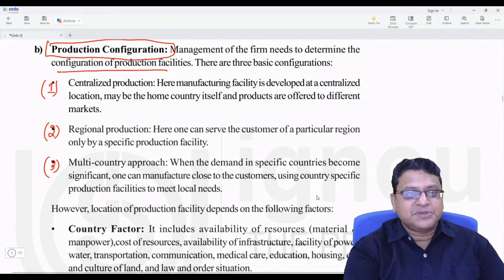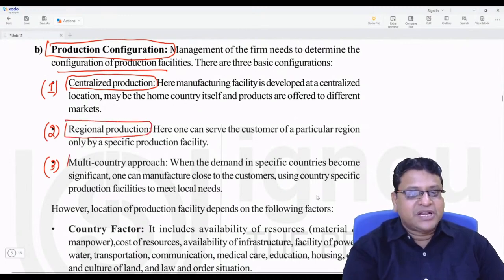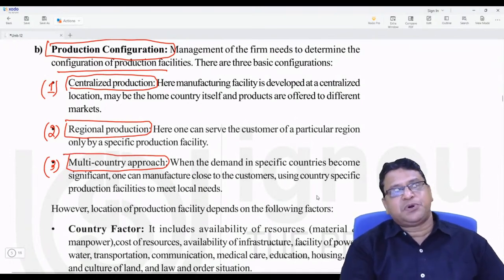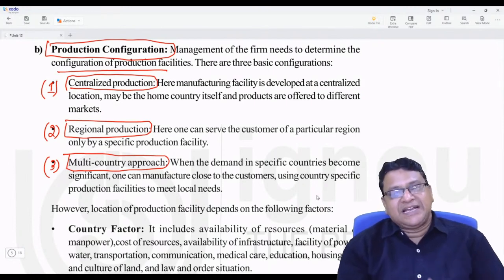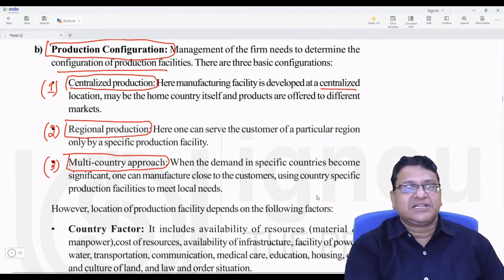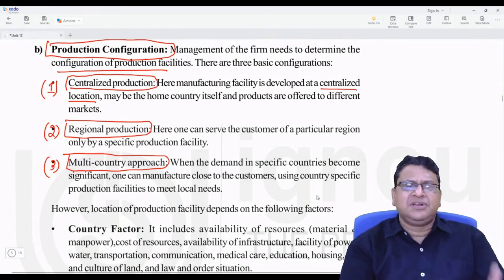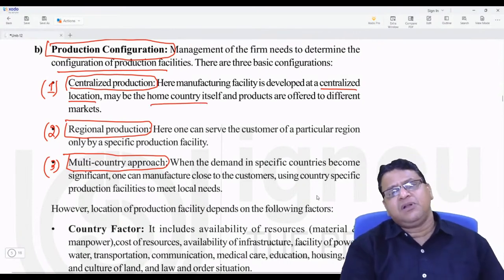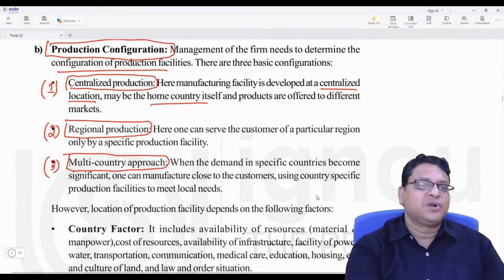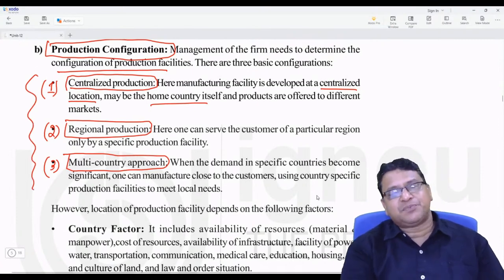First type of product configuration is centralized production. Second one is regional production. Third one is multi-country approach of production. So what is centralized production? Centralized production means in this case the international organization produces the entire product at one location. That is centralized location. It may be home country based location or any other location, and he produces the product there and sells it throughout the globe. That is known as centralized production.